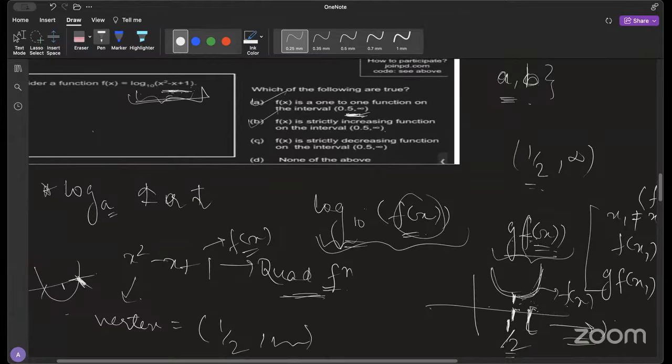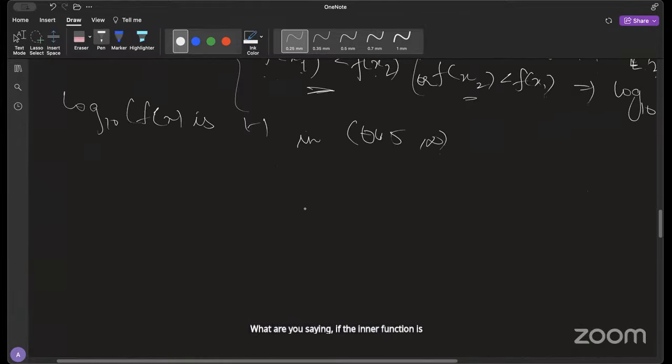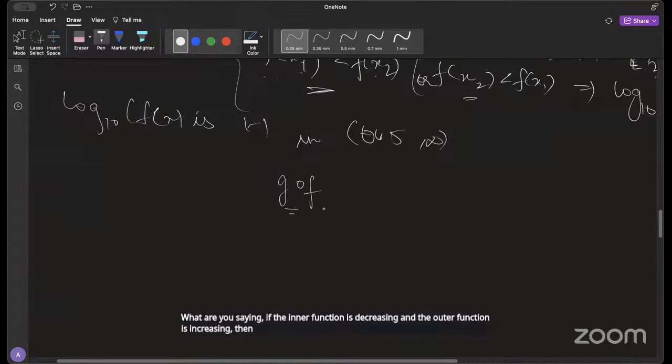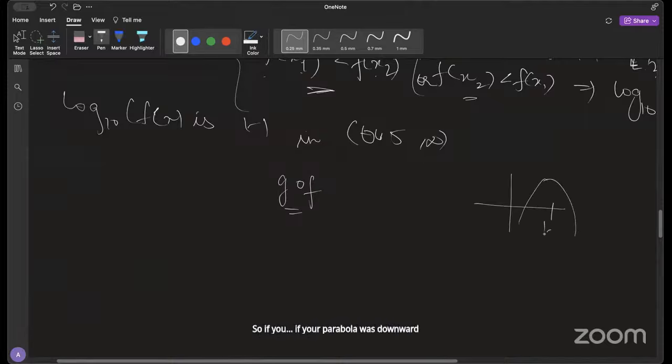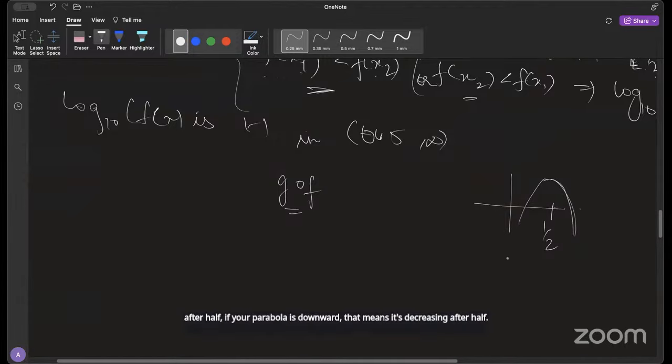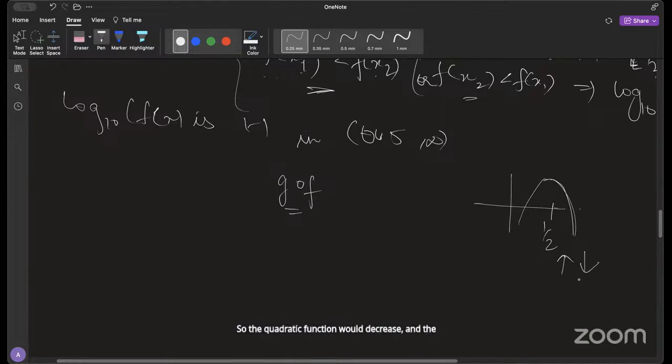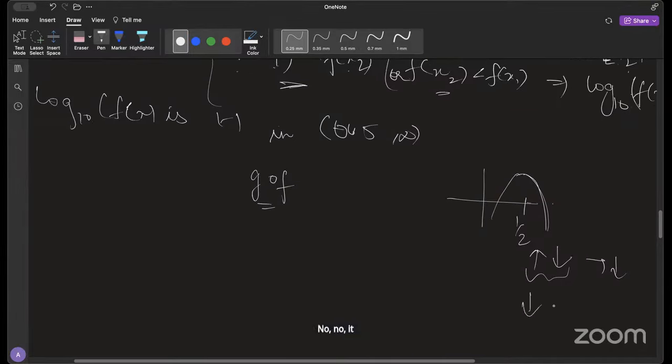From the last part, are you saying if the inner function is decreasing and the outer function is increasing, then the overall function is decreasing? Yeah. So if your parabola was downward, after half, that means it's decreasing after half. So the quadratic function would decrease and the outer one is still increasing. So the overall composition becomes a decreasing function. Is it fine? It only depends upon the inner function. If it is decreasing, then the whole function is decreasing. If the outer function is decreasing and the inner one is increasing, then also the entire thing is decreasing.